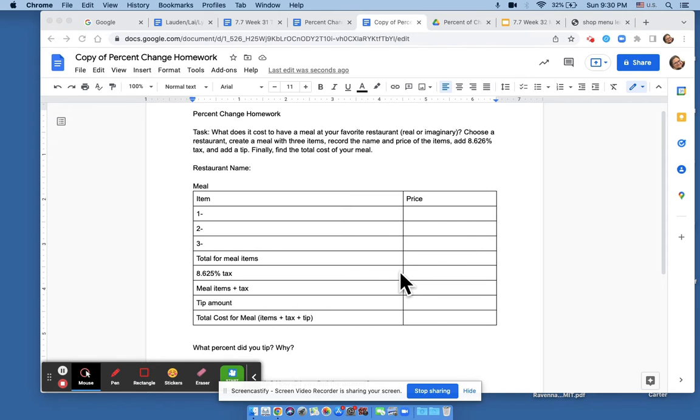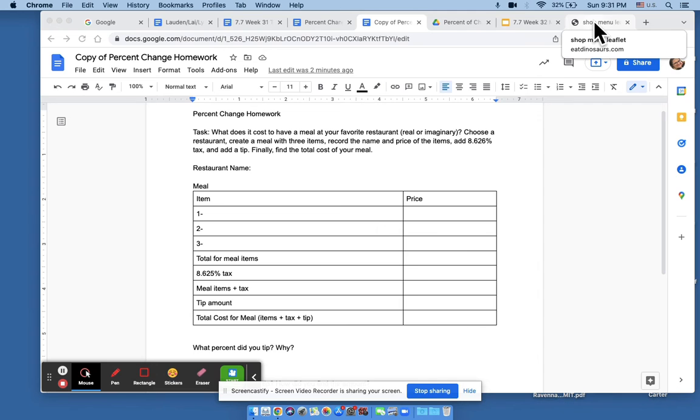So basically our task is to create a meal from our favorite restaurant, real or imaginary, to find the tax on that meal at San Francisco's 8.625%, and then tip on that meal. You can choose how much you want to tip on the bottom of this page. So I'm going to show you just how I'm completing this. You're going to use different numbers because you'll have a different favorite restaurant.